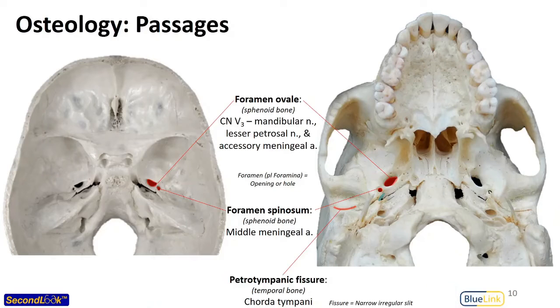The last here is called the petrotympanic fissure. Now this lies in the mandibular fossa, posterior to it, but it is just a point. You can see it's almost like a crack between the two parts of the temporal bone, and this is where we find chorda tympani. Now think about what you know about chorda tympani. What is that related to? We know that's related to taste and also some parasympathetic innervation to salivary glands, the submandibular and sublingual glands. So again, more on that later.